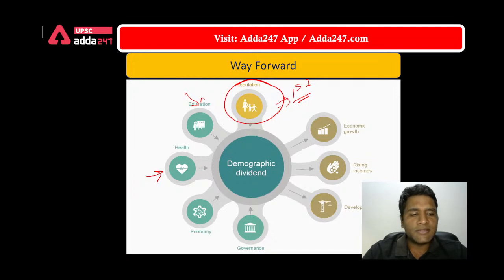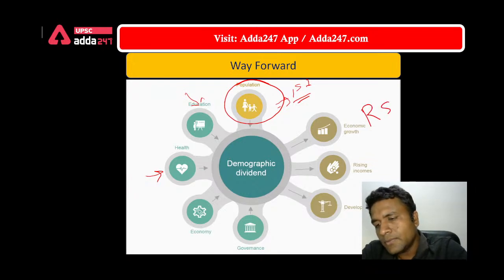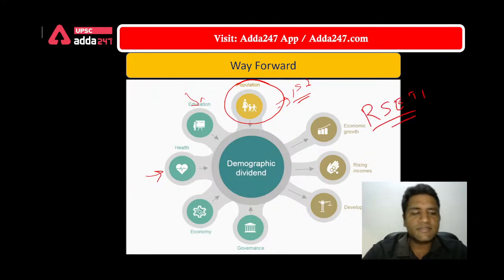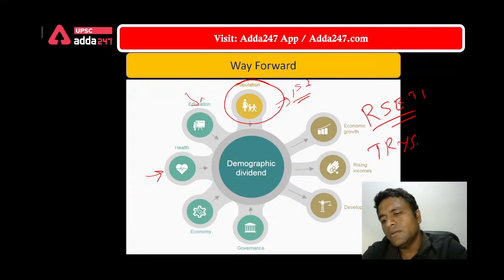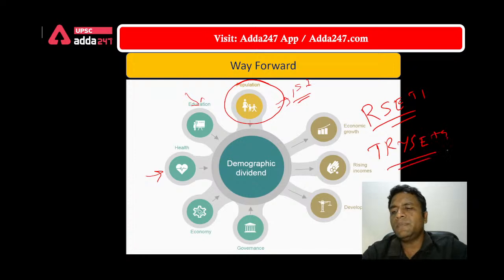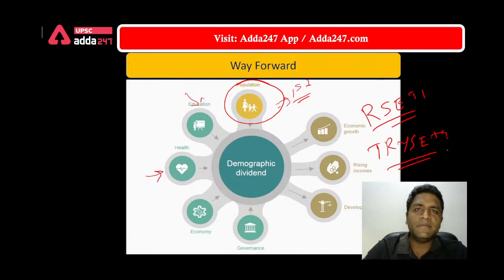Then you have Krishi Vikas Yojana, you have rural self-employment training, the RSETI we call it, rural self-employment training institutes, which are providing training so that people from rural India can become employable. You have training for rural youth for self-employment, TRISEM we call it. So there are different ways so that people evolve, people learn different skills.